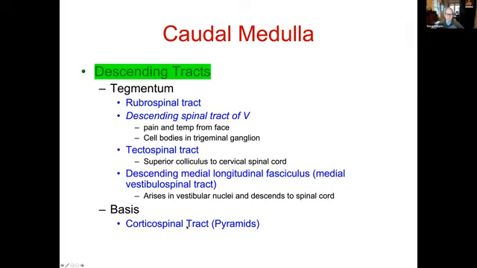And then the really big descending tract that runs along the base of the medulla is the corticospinal tract, which forms those pyramids, okay? So all of these are motor tracts in terms of descending tracts, with the exception of this spinal trigeminal tract. And that's one of the few exceptions where we see a descending tract actually be a sensory tract.